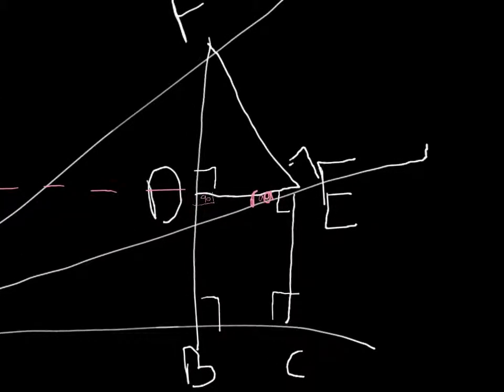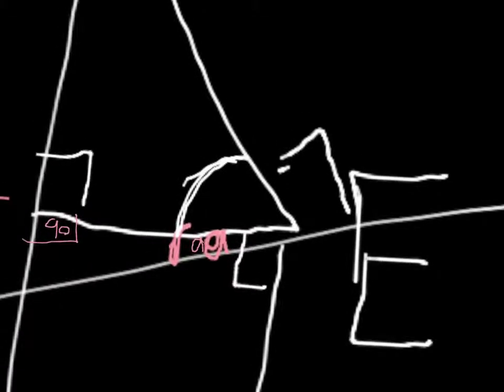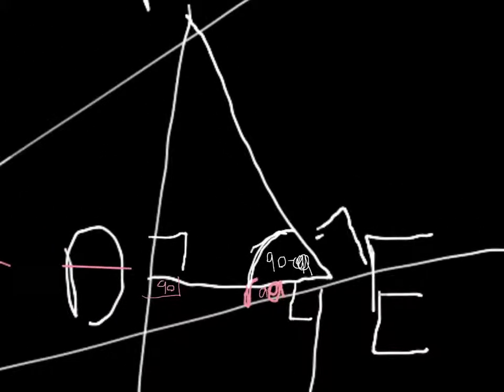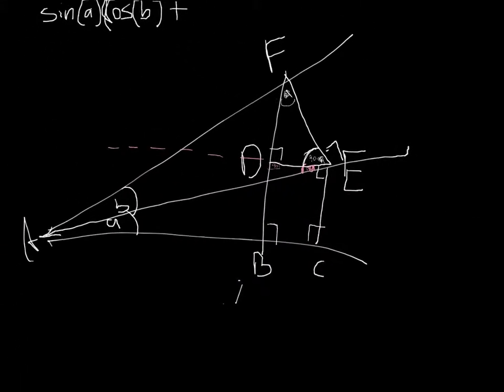Now we know that this is 90. And we also know that because of that, and because this is a right angle here, this is going to have to be 90 minus A. Now, in terms of A, if we have 90 plus 90 minus A, plus what is going to equal 180? Really simple to see: 180 minus A plus what? So plus A. So that's going to have to also be A. Really cool.